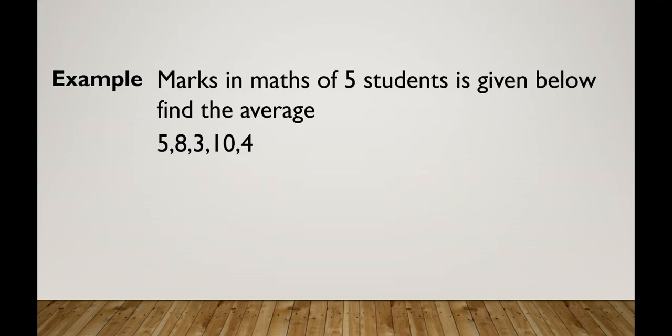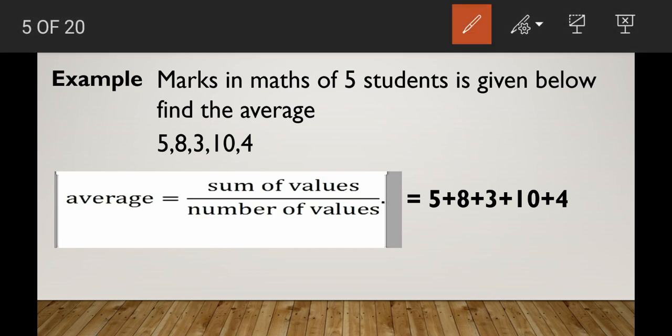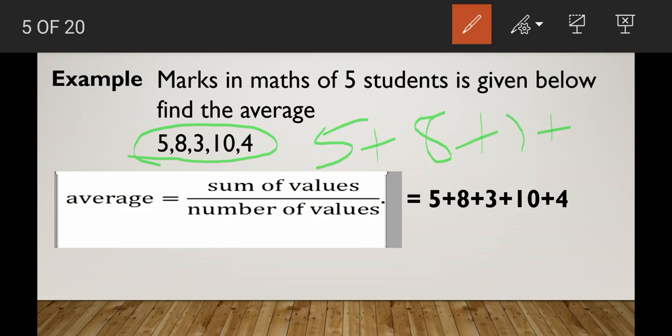Marks in maths of 5 students is given below. Find the average. What you have to do is write the formula first. Average is equal to sum of values by number of values. What is sum of values? Sum of values means, whatever values are given here, you have to add all those values, that is sum. 5 plus 8 plus 3 plus 10 plus 4. You have to add, that is sum.